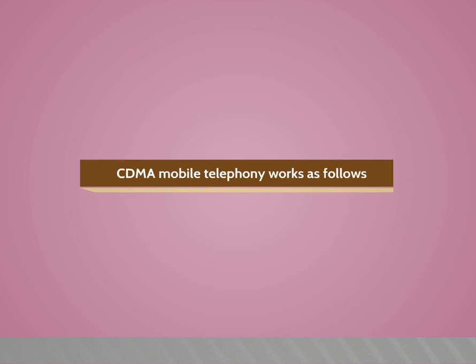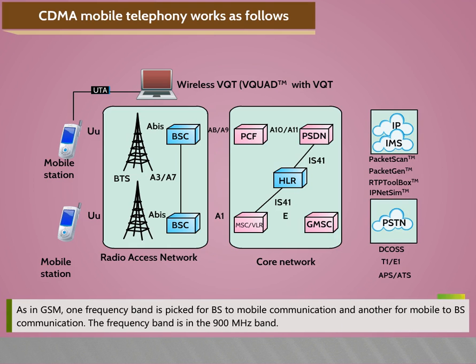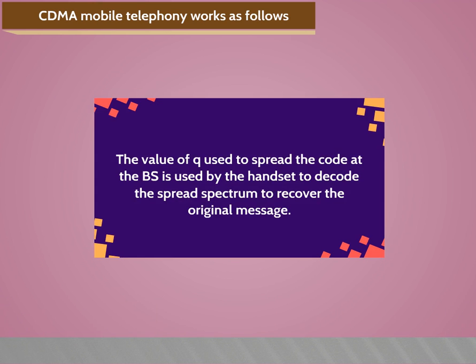CDMA mobile telephony works as follows. As in GSM, one frequency band is picked for BS to mobile communication and another for mobile to BS communication. The frequency band is in the 900 MHz band. The value of Q used to spread the code at the BS is used by the handset to decode the spread spectrum to recover the original message.